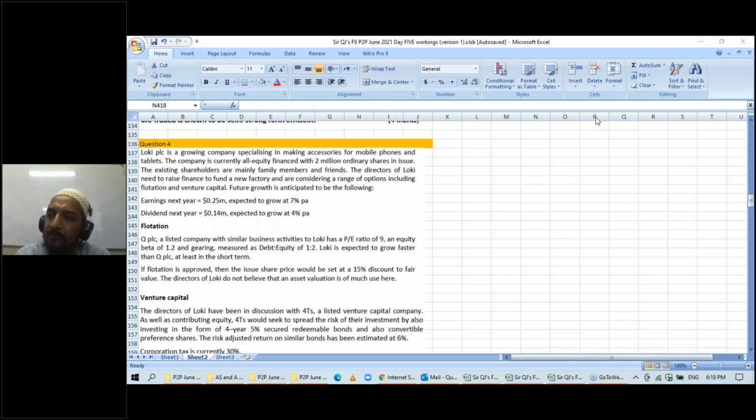Now, the second technique which can be used to assess the potential of the investment, that is, how good the investment can be, is the price earning ratio. So what you do is that you multiply the earnings per share.